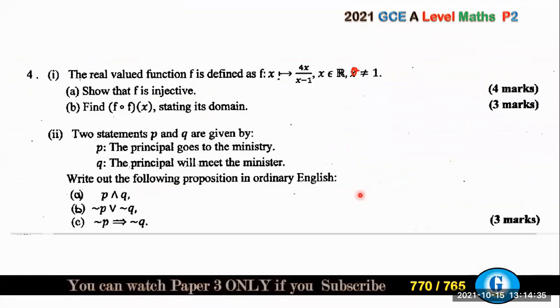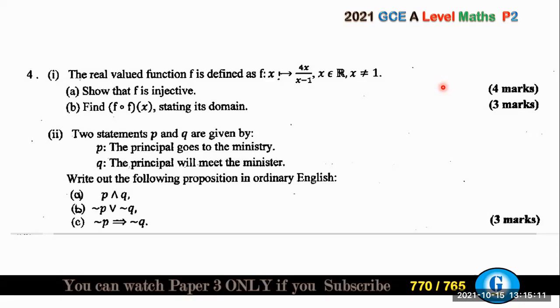Question 4. The real value function f is defined by f(x) = 4x on (x minus 1), where x is an element of the set of real numbers and x should not be equal to 1, because the function will be undefined. Show that f is injective, then find f of f of x, stating its domain. This is exactly the 2019 question that I've just modified a bit. The same thing. Let's answer the A part first and then move to the second part.